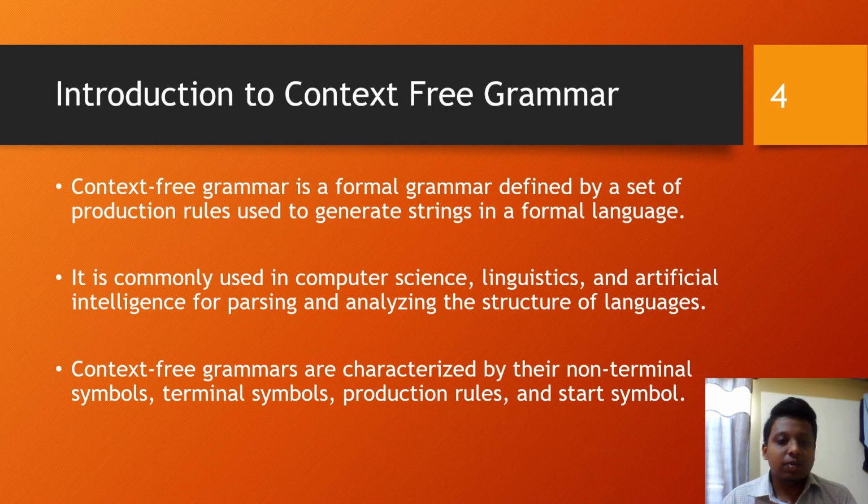First, let us look into the introduction. Introduction to context-free grammar. Context-free grammar is a formal grammar defined by a set of production rules used to generate strings in a formal language. It is commonly used in computer science, linguistics, and artificial intelligence for parsing and analyzing the structure of languages. Context-free grammars are characterized by their non-terminal symbols, terminal symbols, production rules, and start symbol.